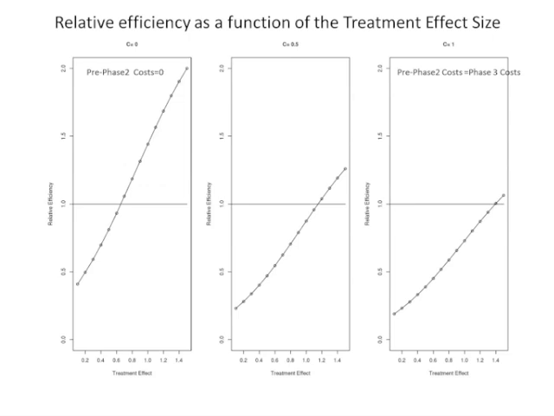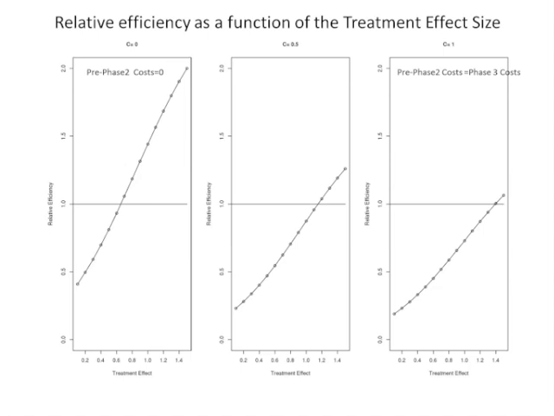Here in this slide is an example of how the relative efficiency behaves as a function of the treatment effect size. Each panel represents a different level of pre-Phase 2 development costs. The left panel, where C equals 0, corresponds to the situation where there are no pre-Phase 2 drug development costs, as in the case where a second indication for a drug is under investigation after receiving initial approval.